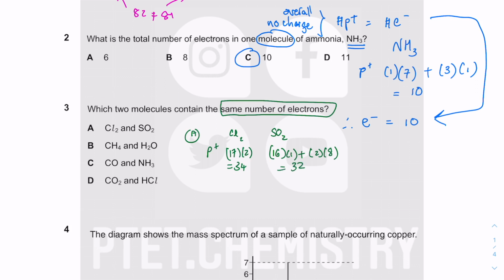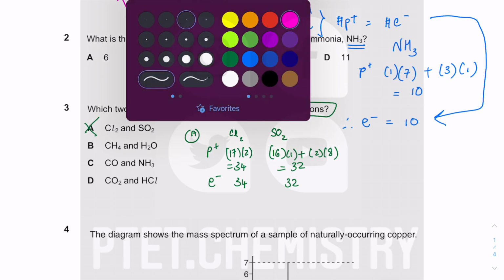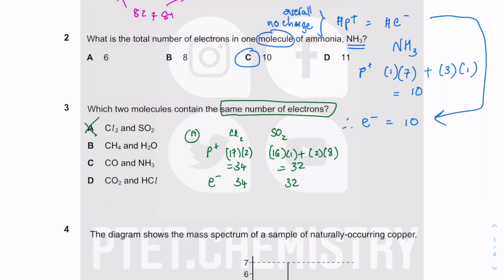So 34, 32. We know that these are molecules. So I can go on and do 34 electrons, and there will be 32 electrons because these molecules have no charges. So the number of electrons equals the number of protons. 34 is not the same as 32. I can cross them out. Alright. So how about B?